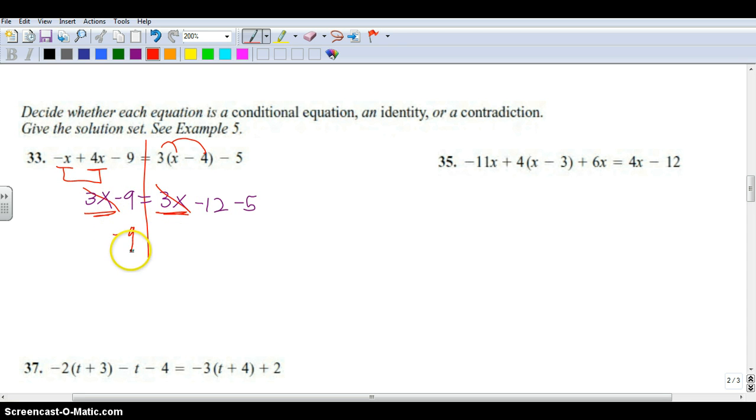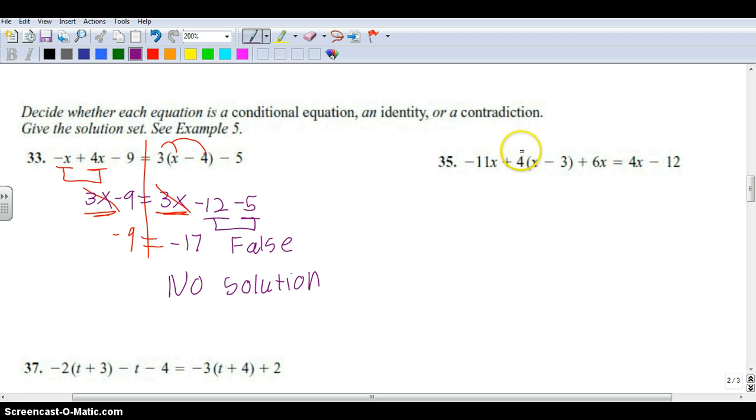So we're left with negative 9 equals, and then if we look here, we've got negative 12 and minus 5, which is going to give us negative 17, which is false. That's not true. It's false. So that one's going to have no solution. Okay? That means that there's no x value that you can plug in that makes the two sides equal, because see, the 3x's, whatever you plug in, those kind of offset each other. So you're always going to have a false statement, so nothing's going to work there.